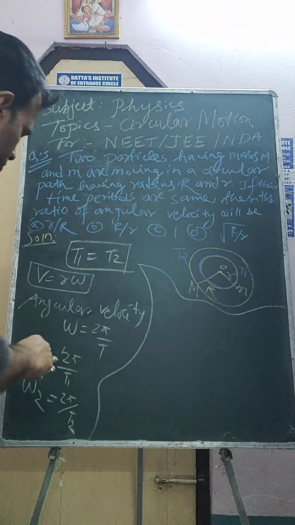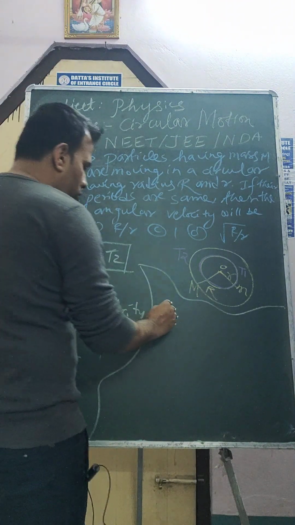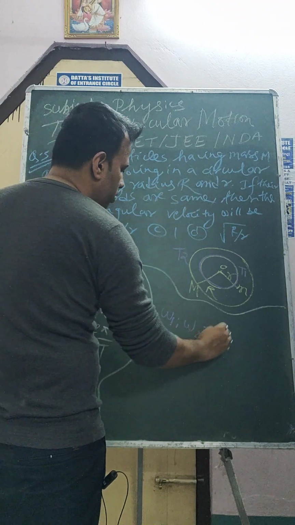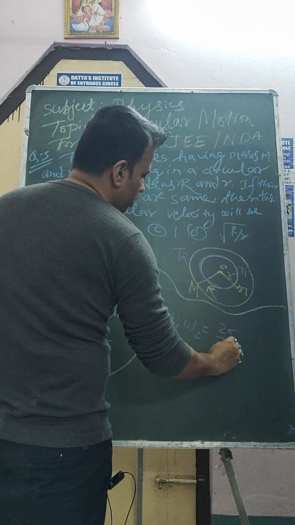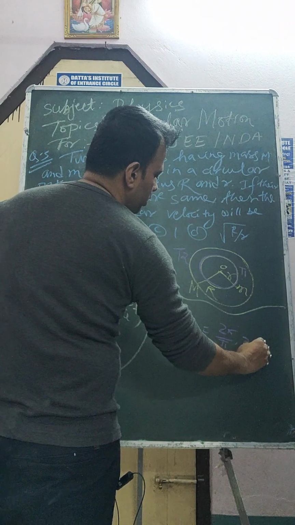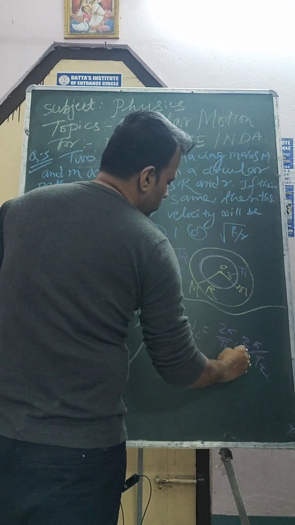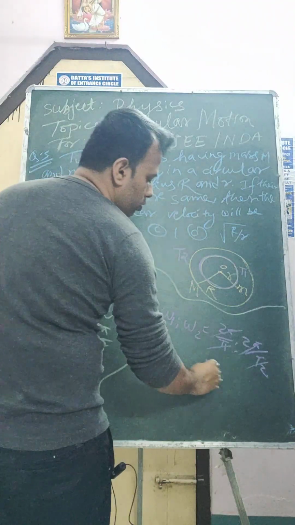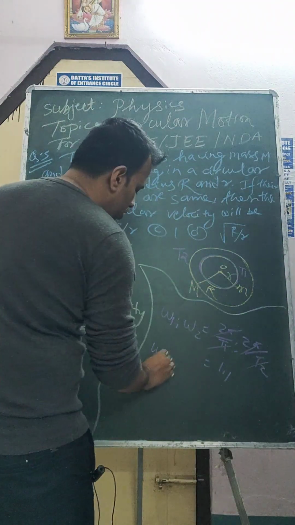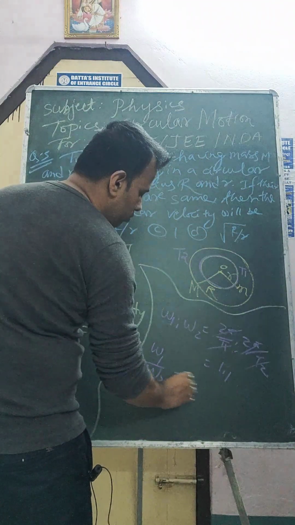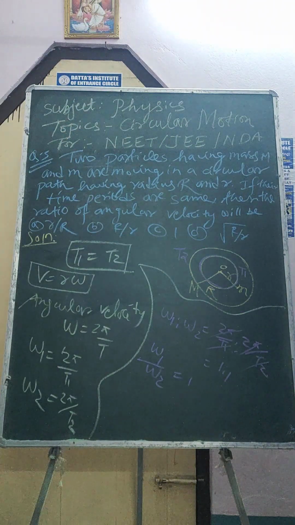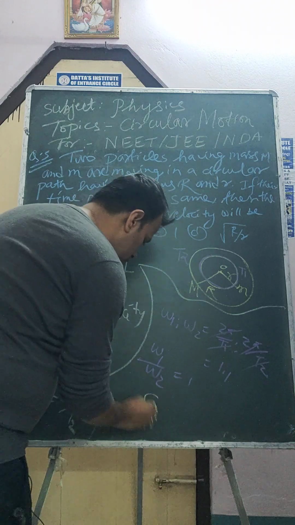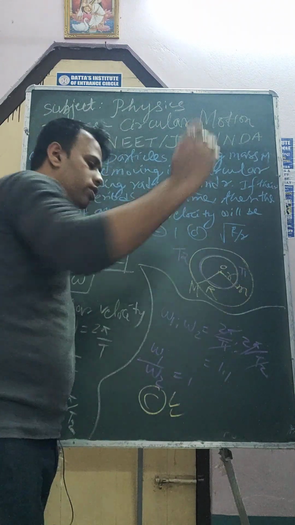Now omega 1 is to omega 2 will be 2 pi by t1 is to 2 pi by t2. So t1 and t2 are equal, so this will be cancelled, it will be 1 by 1. So omega 1 by omega 2 will be 1. So which option is correct here? Option C is the correct answer.